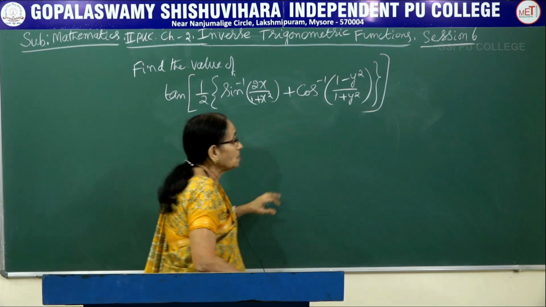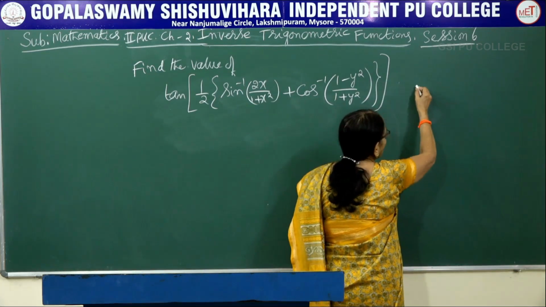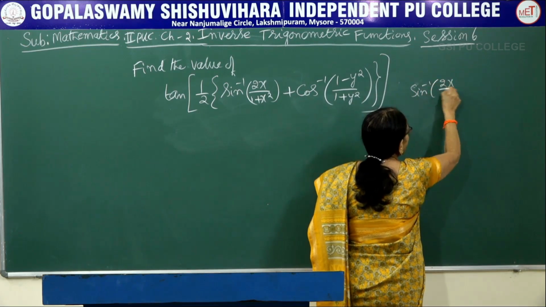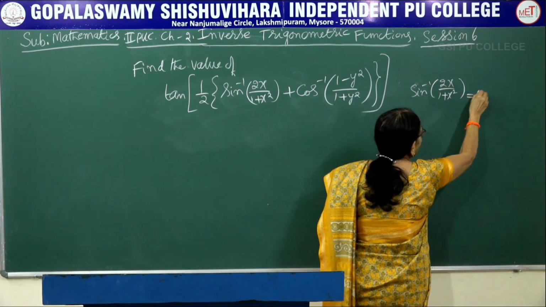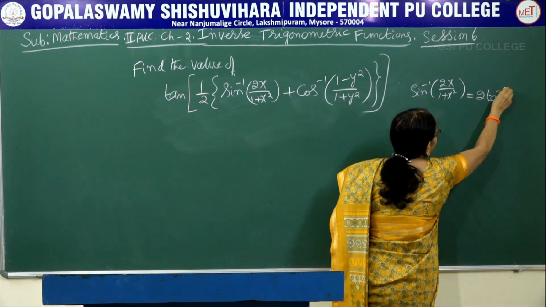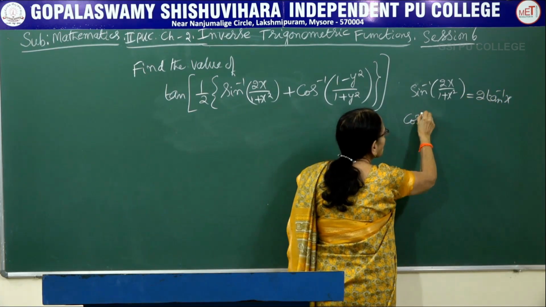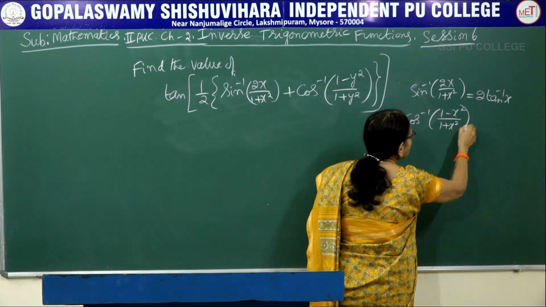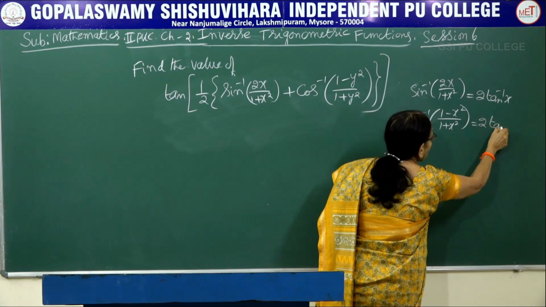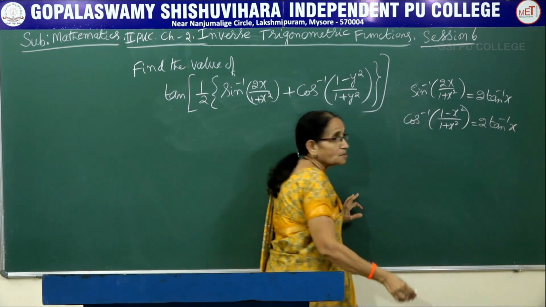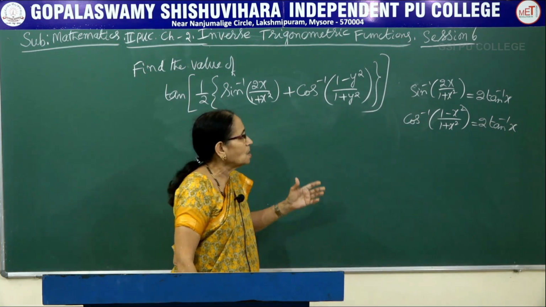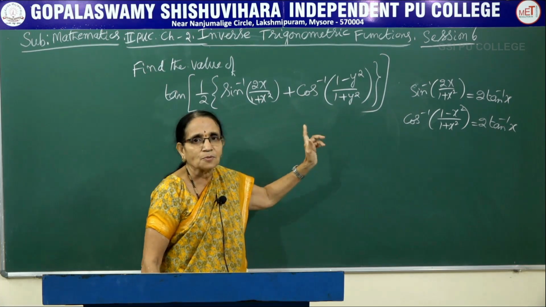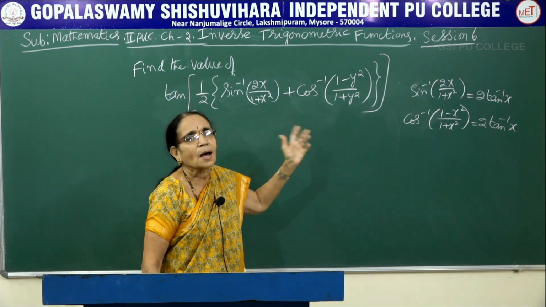Now, here from the last property, 5th property, we have learned that sin inverse of 2x divided by 1 plus x square is equal to 2 tan inverse x. Similarly, cos inverse of 1 minus x square over 1 plus x square is also 2 tan inverse x. There are 3 results in the 5th set of property. All of them have got the same right hand side, 2 tan inverse. It can be expressed in terms of sin inverse or cos inverse or tan inverse.